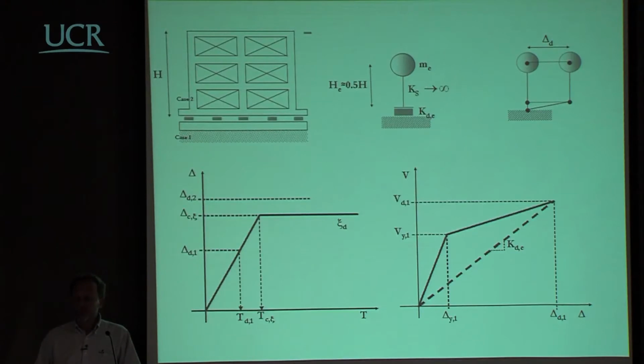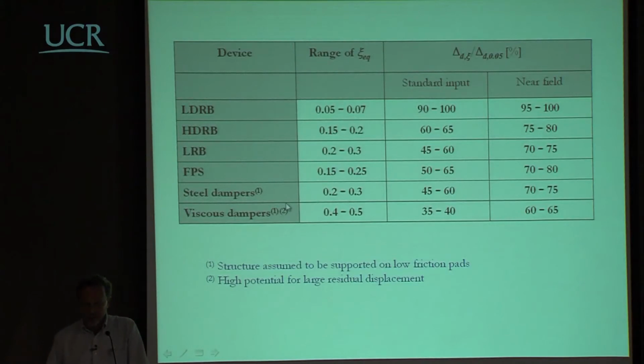If you do that, you have all the ingredients, because you just assume these two values. You enter your spectra shapes, and you have no problem. These are the values that you may assume: the values of the equivalent damping, and the correction factors for a standard input or for a near field input. No problem at all.